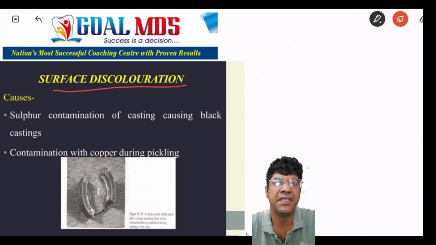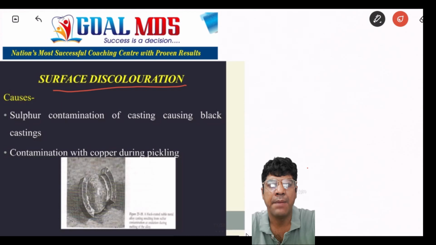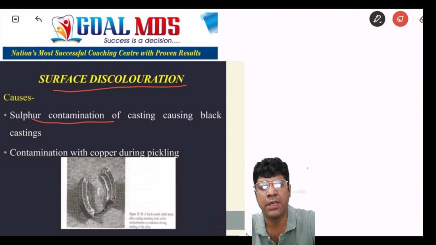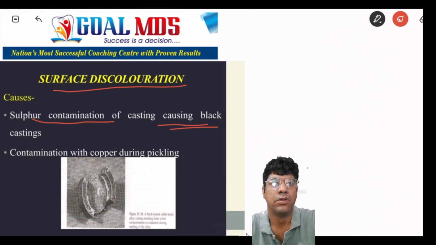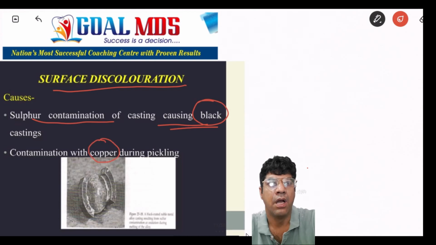The next is surface discoloration. The surface discoloration of dental castings, such as those made from precious metals like gold and silver, can be due to various factors. One of the main causes is sulfur contamination. Sulfur contamination can come from various sources like the atmosphere or the materials used in the casting procedure. Sulfur contamination of the casting can cause black castings. There can also be contamination with copper during pickling procedures.